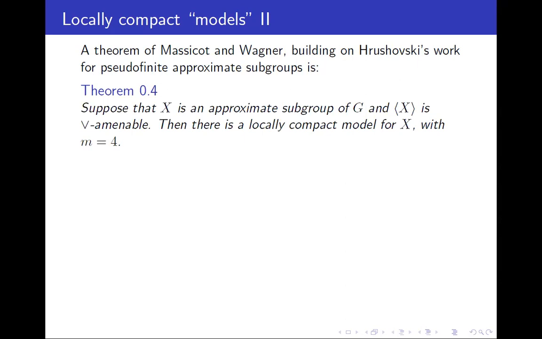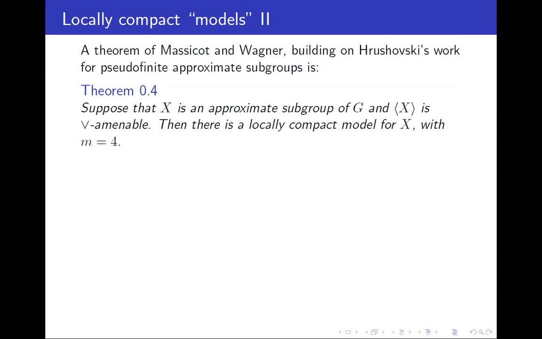Suppose X is an approximate subgroup of G, and you have the assumption that the group generated by X is amenable. Then there's a locally compact model for X where this M equals 4, which means that after going to X, if Y is this, there's this homomorphism, I think, with dense image from X to C, locally compact, such that F to the minus 1 of U is contained in Y for some nice U, U being a relatively compact open neighbourhood of the identity, right?